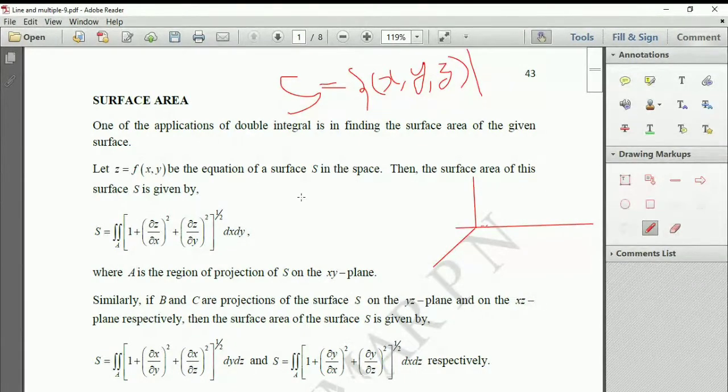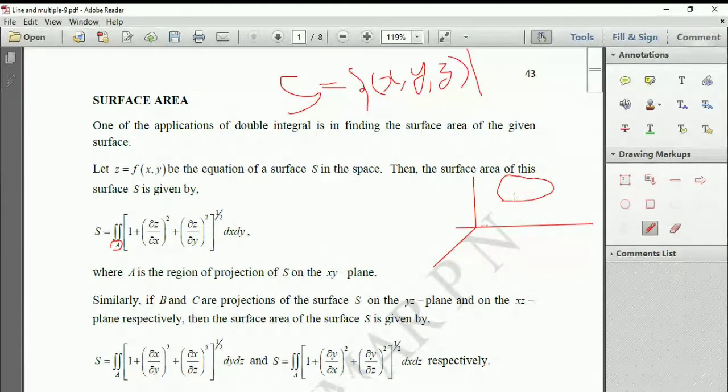Then what is the surface? This is the graph of z equal to f of x, y, or that surface. Now we have to find the surface area of this surface, and it is given by the double integral over A of 1 plus (dou z by dou x) whole squared plus (dou z by dou y) whole squared, to the power of half, dx dy. And what is this A? This A is the region, or projection of S, on the xy plane.